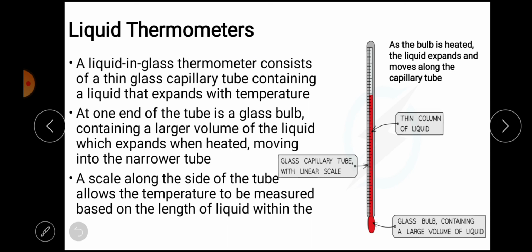Liquid thermometers. A liquid-in-glass thermometer consists of a thin glass capillary tube containing liquid that expands with temperature. At one end of the tube is a glass bulb containing a larger volume of the liquid, which expands when heated, moving into the narrow tube. So this is the bulb. And then a scale along the side of the tube allows the temperature to be measured based on the length of the liquid within.